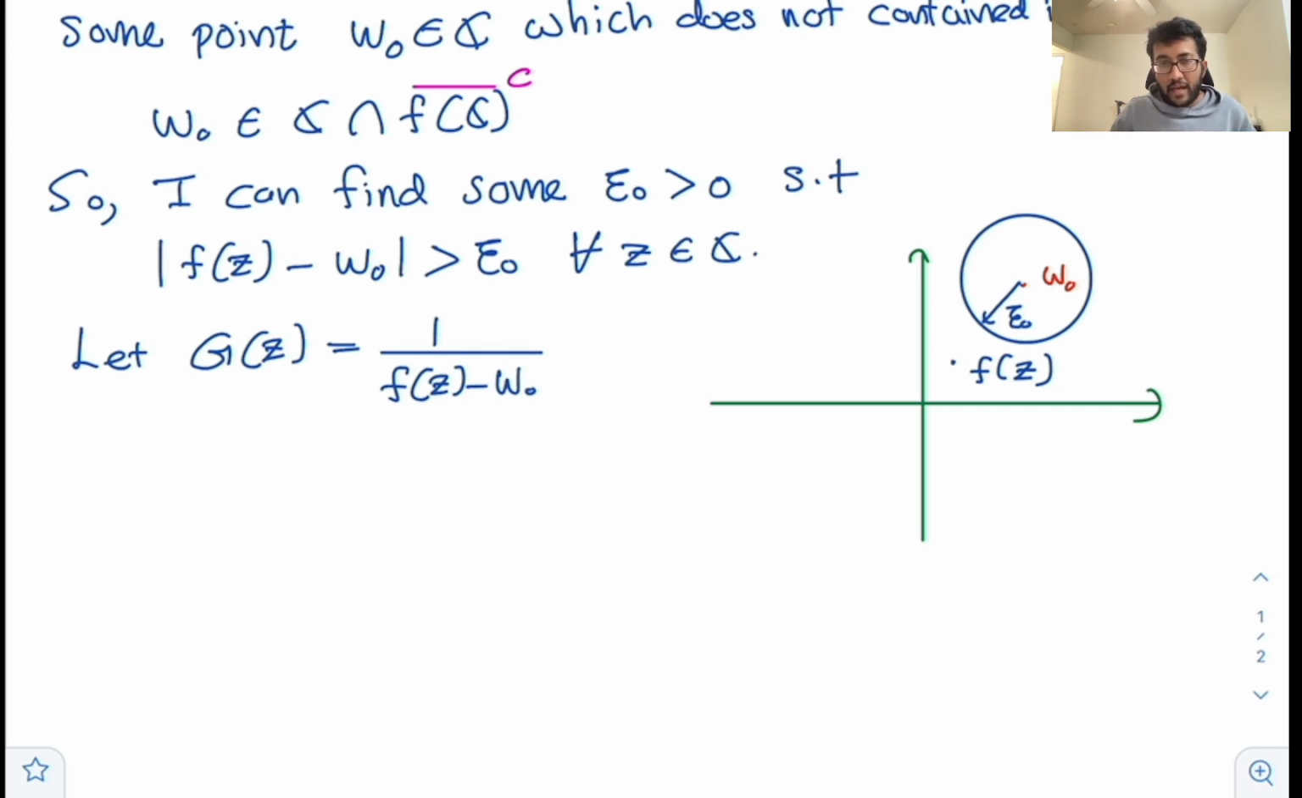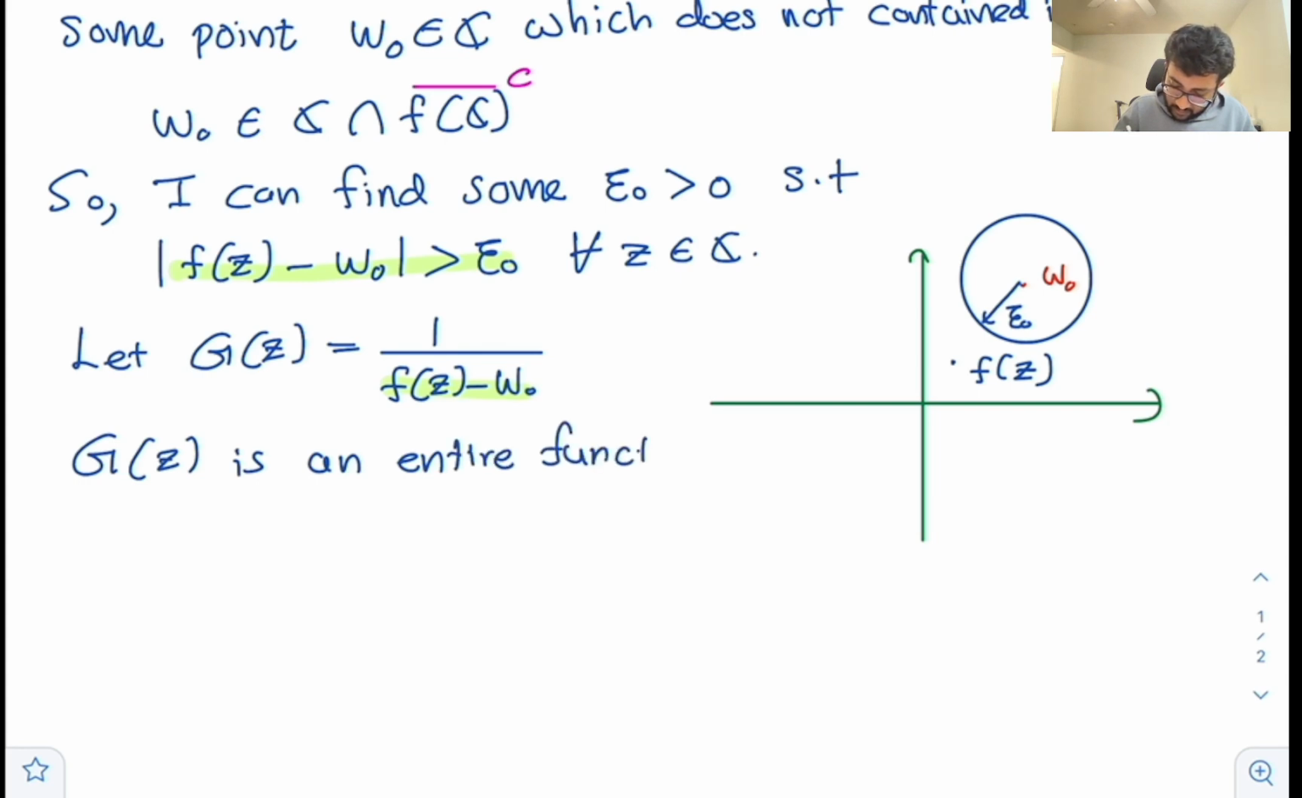Okay, now I know that the magnitude of f(z) minus w naught is greater than epsilon naught, right? So this part will never go to 0. So what can I say from that? G(z) is an entire function.